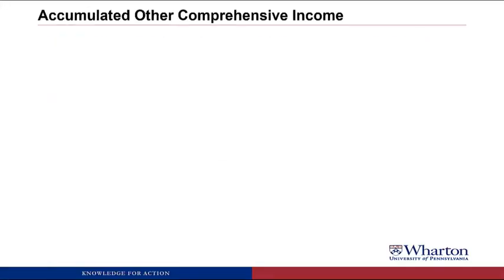Next, we're going to move on and talk about accumulated other comprehensive income. So we previewed it in week 6. We did marketable securities. We saw it again last week with deferred taxes. We'll talk about it again more formally now.